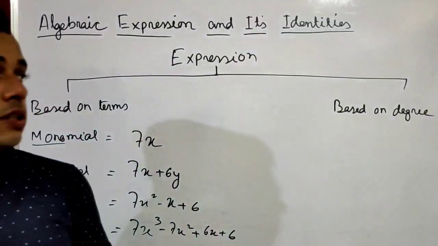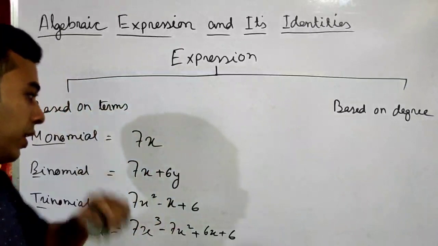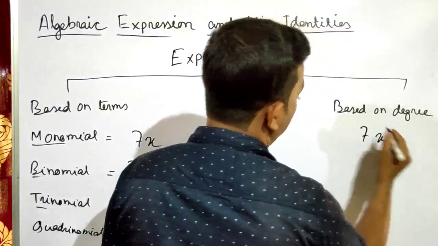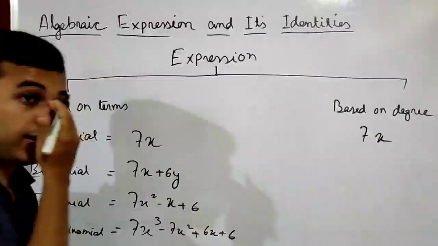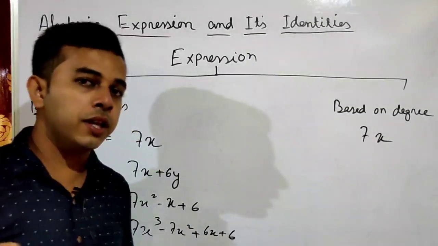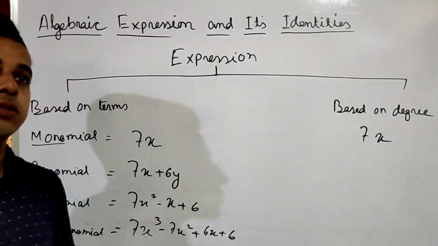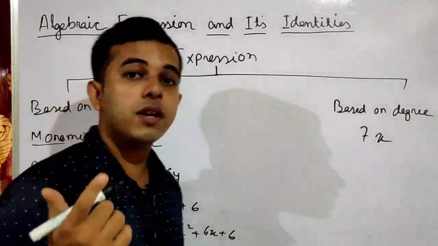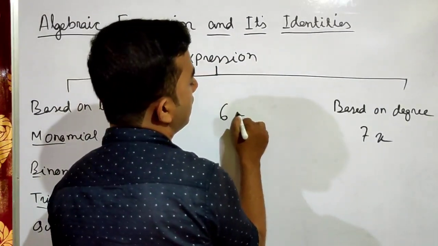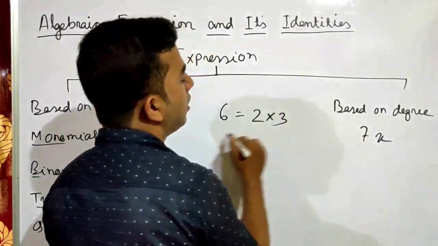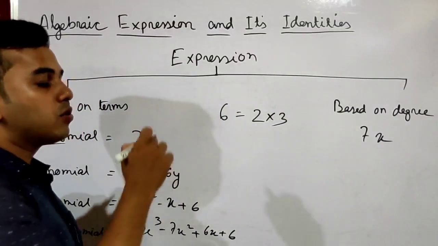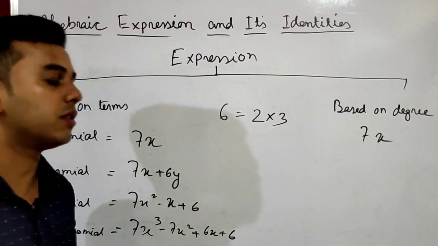Okay. Next is based on degree. So if degree is one, 7x. Okay, now finding degree. When we find the degree, we will be only considering the variable factors. What are factors? For example, let us take 6. 6 can be written as 2 into 3, isn't it? So these 2 and 3 are the factors of 6.